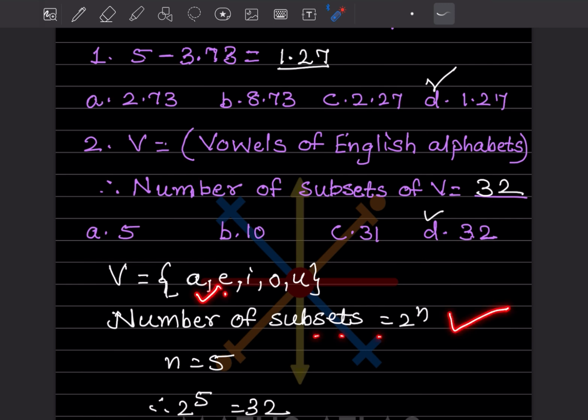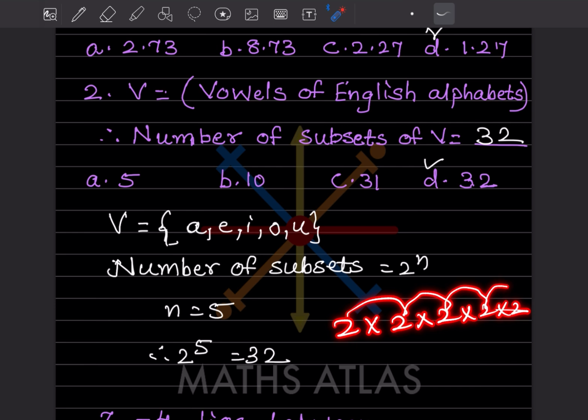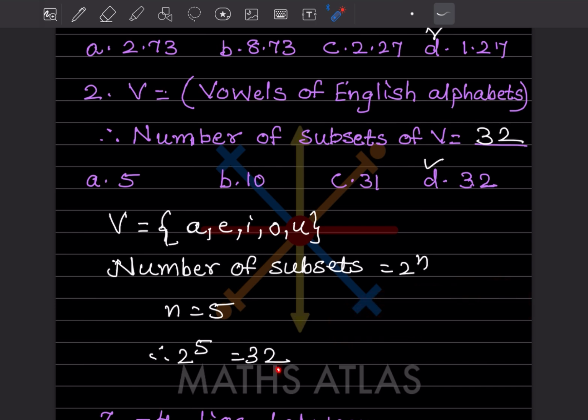Now for the number of subsets, the formula is 2 raised to n. These are called the elements. Here there are 5 elements: 1, 2, 3, 4, 5. So n will be the number of elements, so n is 5. In place of n, you will write 5. When you multiply 2 five times, 2 to 4, 4 to 8, 8 to 16, 16 to 32. So the number of subsets is going to be 32. This is the correct option.